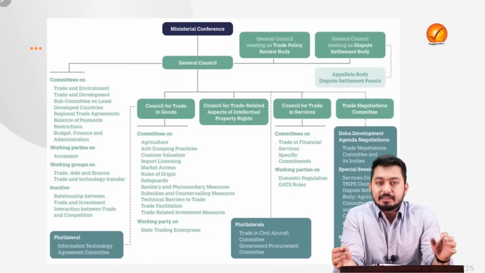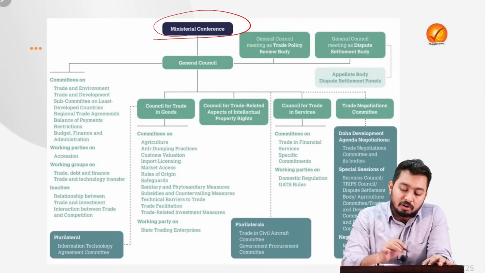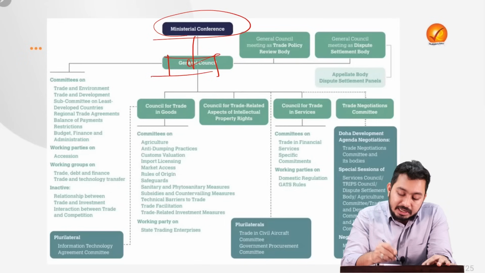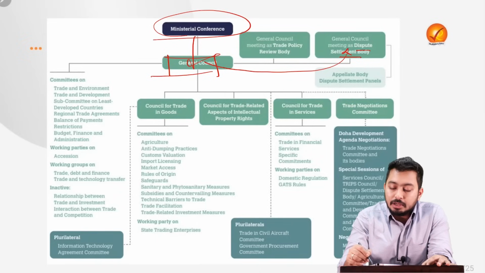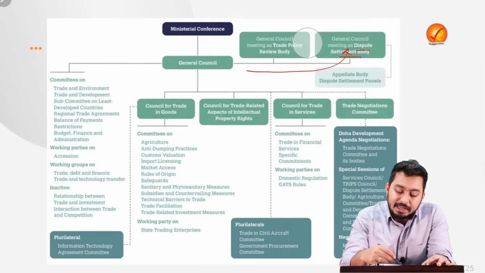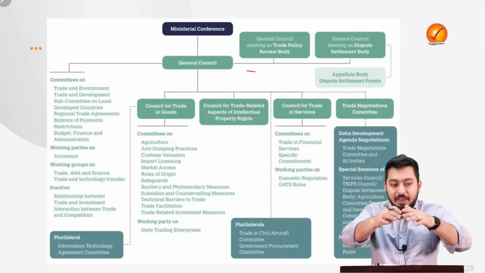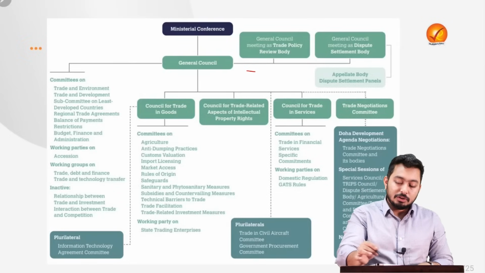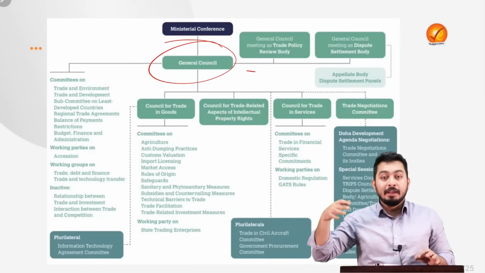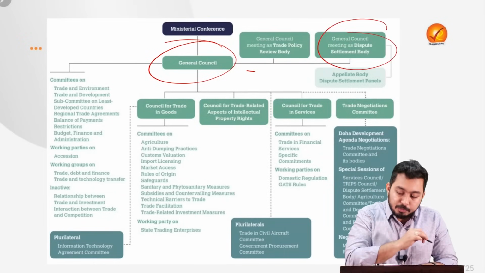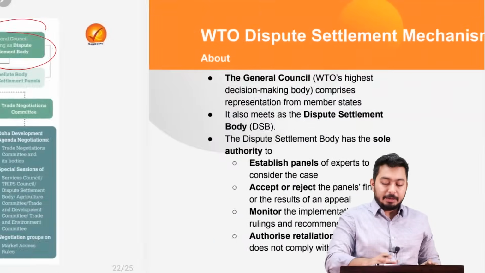Now please understand the structure. You have a ministerial conference, and this ministerial conference has a general council, and this general council itself acts, in its meeting, as the dispute settlement body. The members of the general council themselves will act. Let's say we are all members of the general council. We'll go into another room, and in that room we will behave as the dispute settlement body. That is the simple meaning, right?